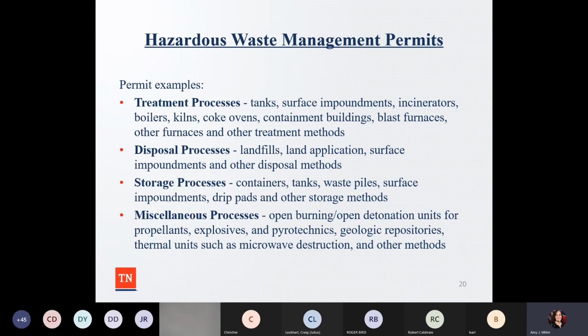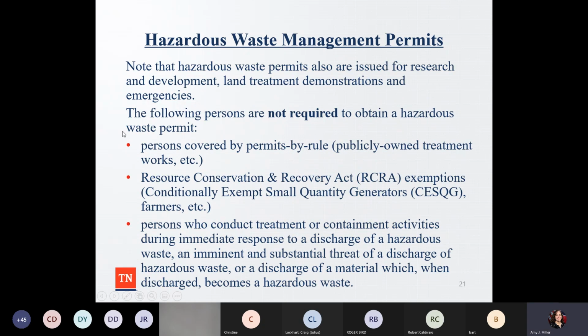So again, those are the 4 different types for hazardous waste that you would need to have a permit. They're also issued for research and development, land treatment, demonstrations, and emergencies. There are certain activities that are not required to obtain a hazardous waste permit.